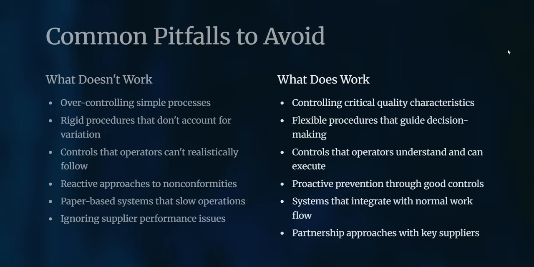Now, what does work? Number one, controlling critical quality characteristics does work. Number two, flexible procedures that guide decision making. Number three, controls that operators understand and can execute. Number four, proactive prevention through good controls. Number five, systems that integrate with normal workflow. Number six, partnership approach with key suppliers.